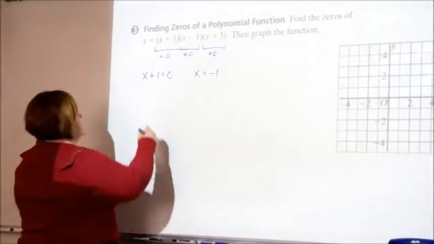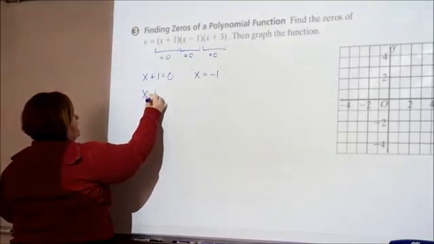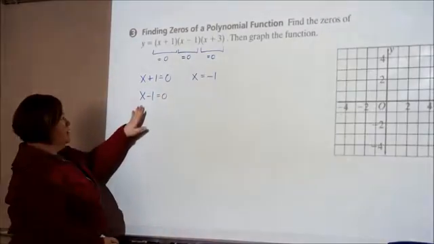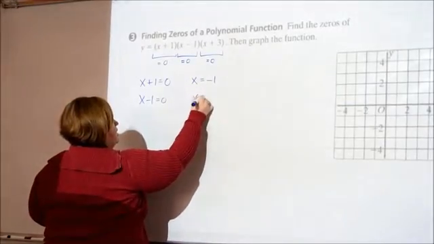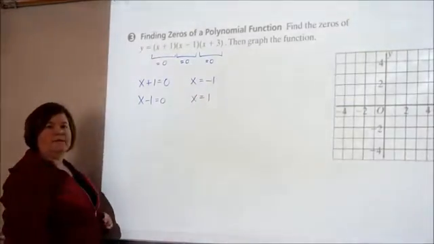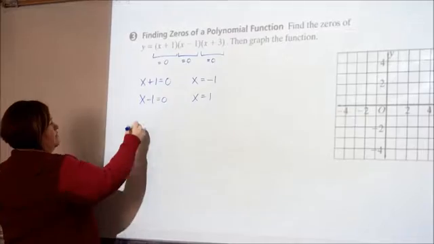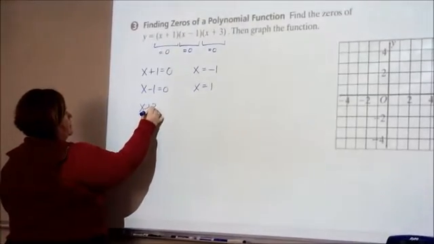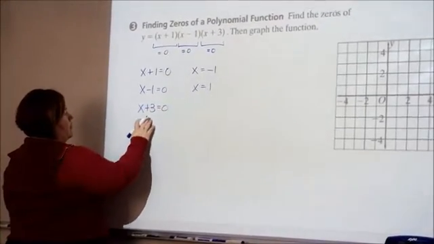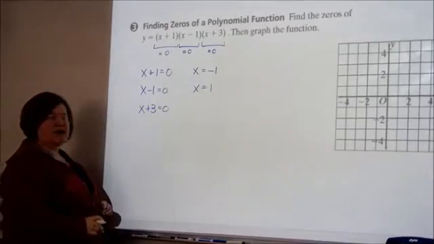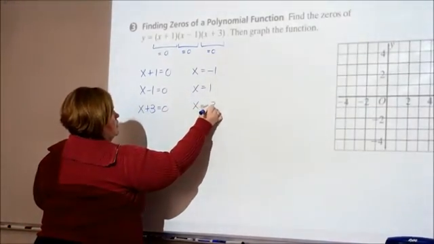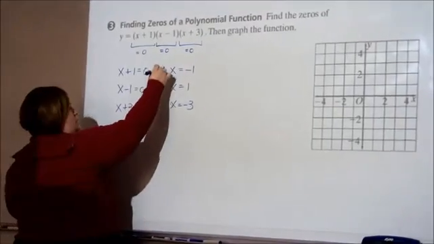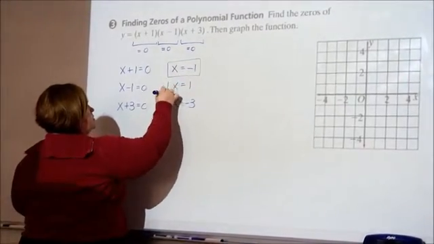Let's do the same thing with the second one. X minus 1 is 0. We want to get the x by itself, we add 1 to both sides, and we get x is 1. Do the same thing with the third term. X plus 3 is 0. How do we get x by itself? We subtract 3 from both sides. X equals negative 3. So these are our 3 zeros.